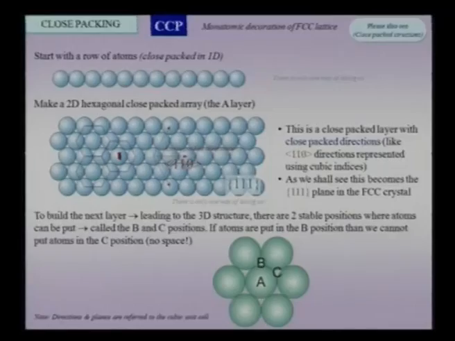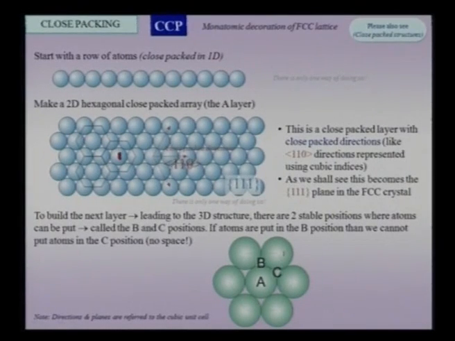For instance, suppose I call all the atomic positions in this layer the A layer. That means this green sphere, or in this case the blue sphere, is the A position. This will also be the A position, this will also be the A position, and so forth. Now once atoms are present in the A position, there are two other stable positions where I can put atoms to make the second layer. For instance, this would be the B position, and then this would be the C position.